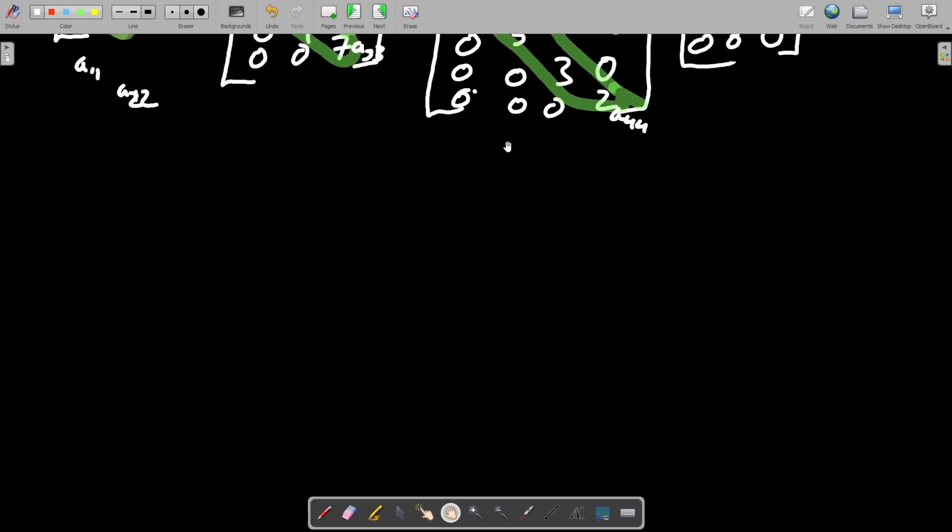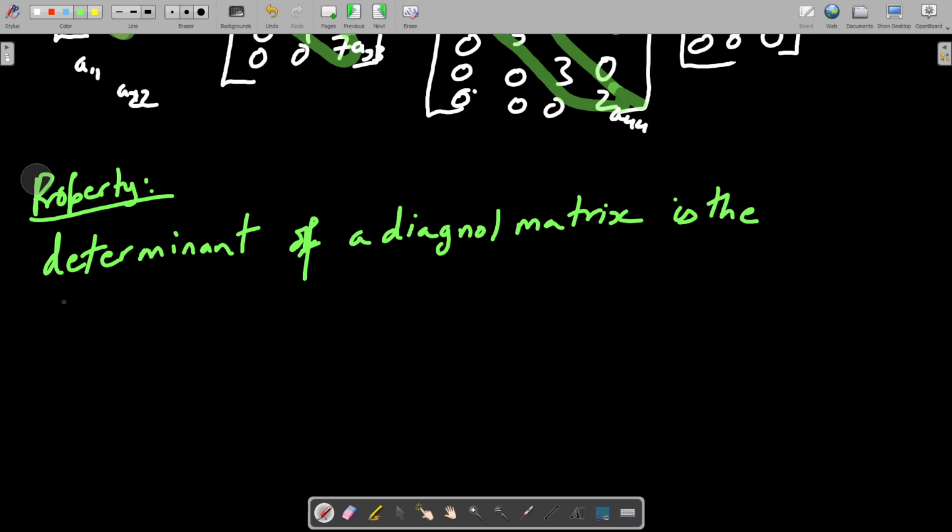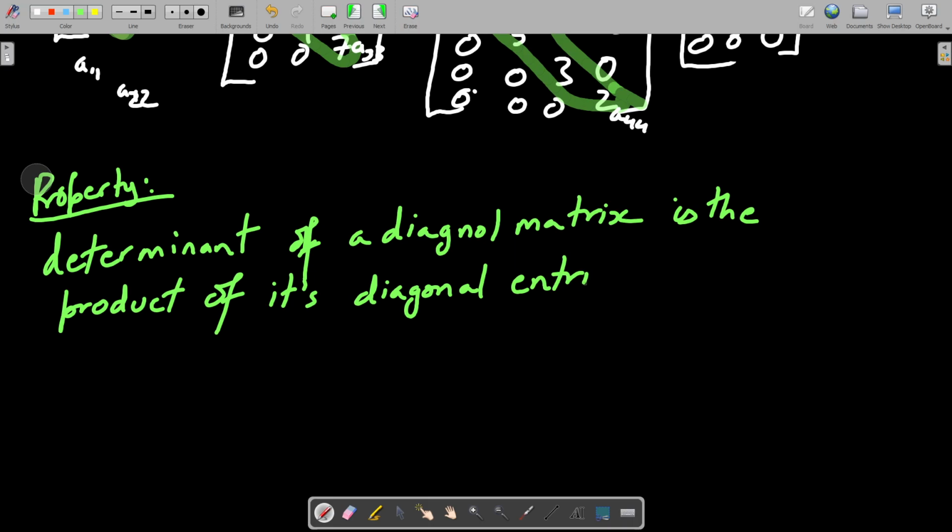So now, since we have defined this, the property which we have is: the determinant of a diagonal matrix is the product of its diagonal entries. Determinant of a diagonal matrix is the product of the diagonal entries.